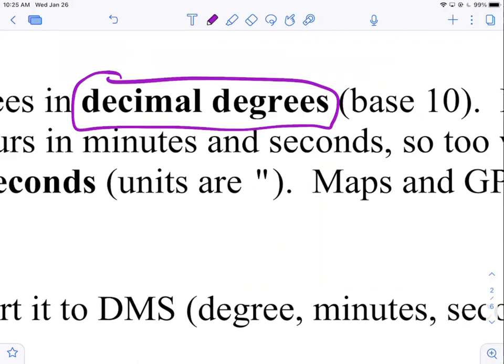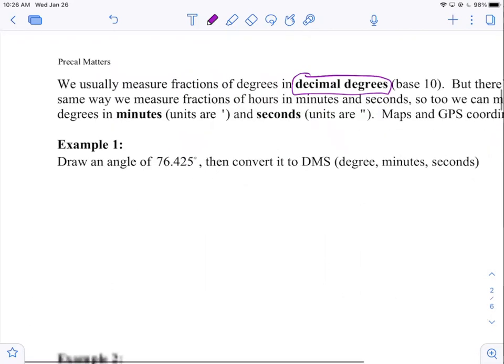But just like time, when we have fractions of an hour, we can use smaller units, right? So if I say, oh, I'll be there in 1.5 hours, some of y'all are like, oh, you mean in an hour and 30 minutes? And you're like, yeah, that's what I said, 1.5 hours, okay? So we can use minutes to denote a part of an hour, and we can use seconds to denote a part of a minute. Well, guess what? It's the exact same with degrees, okay?